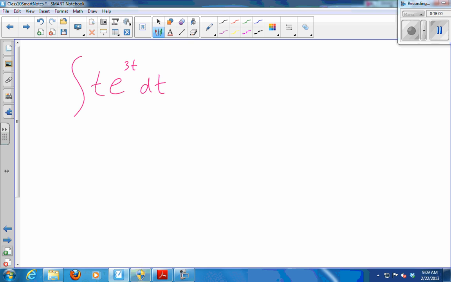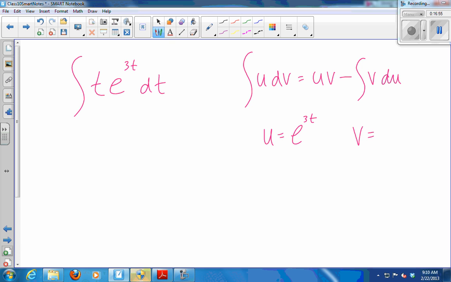So maybe I should write down the formula for how to integrate by parts. Remember that the integral of u dv is equal to u times v minus the integral of v du. Basically I have to choose a u and a dv from my integrand, and I usually choose u to be the more complicated thing because taking derivatives is easier than antiderivatives. And to use this formula, I have to come up with a v and a du. So what I have is a u and a dv. So if I let u be e to the 3t and v be t dt.